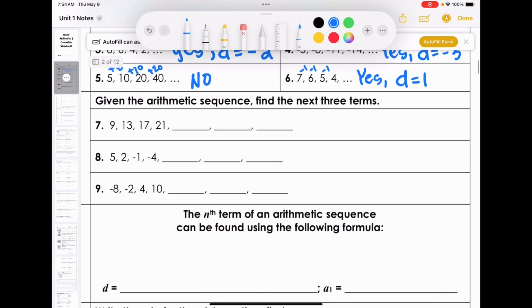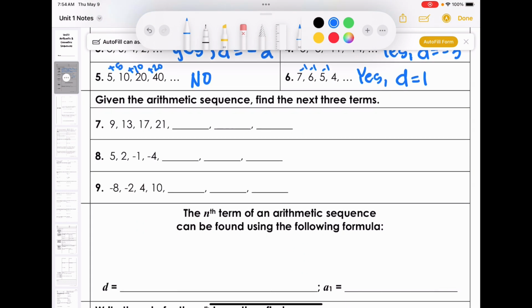All right. Now we are going to continue the arithmetic sequence. So we're going to be finding the next 3 terms of all of these sequences. So number 7, 9, 13, 17, 21. Okay, so if you find the pattern, we are adding by 4 every time. So to get my next term, I'm going to do 21 plus 4, which is 25. 25 plus 4, which is 29. 29 plus 4, which is 33.